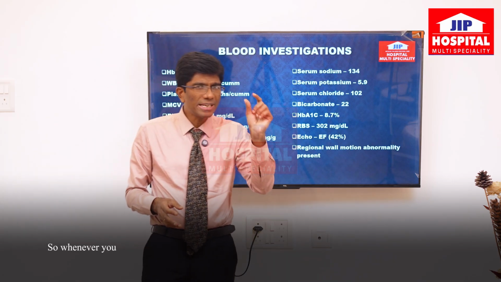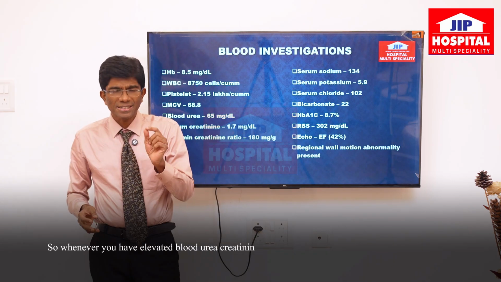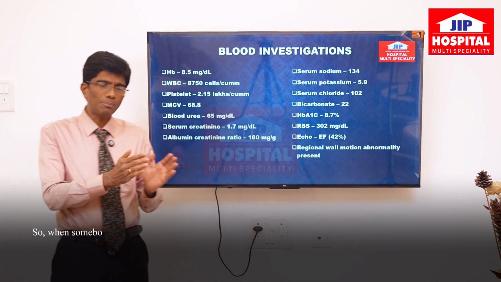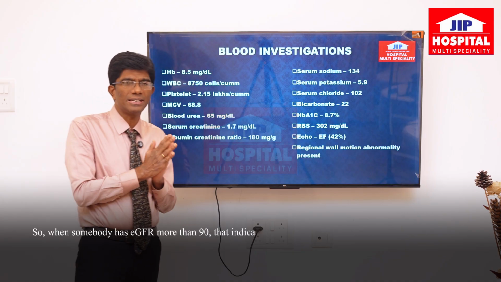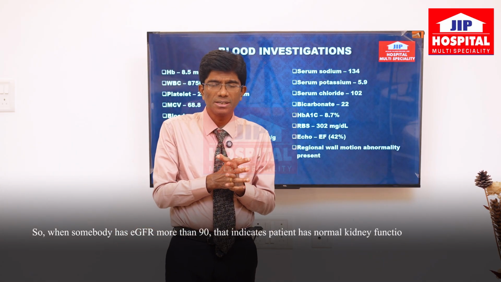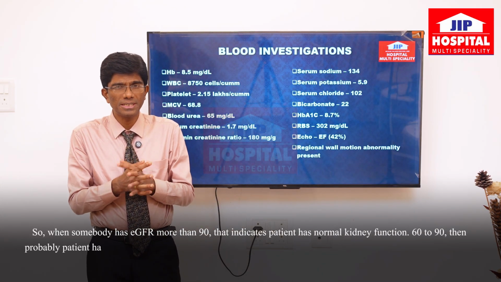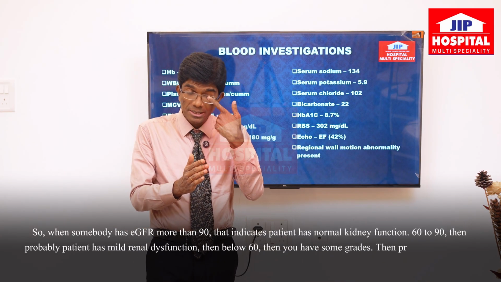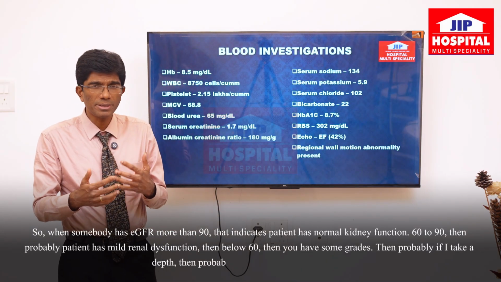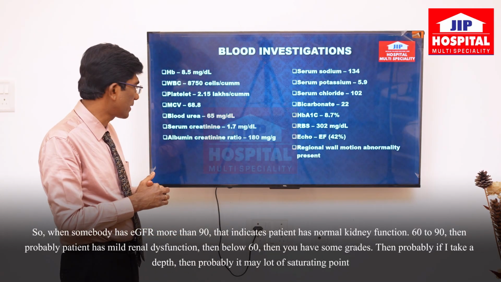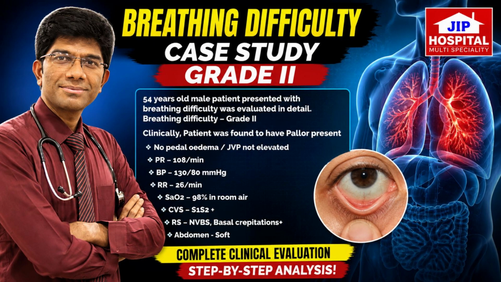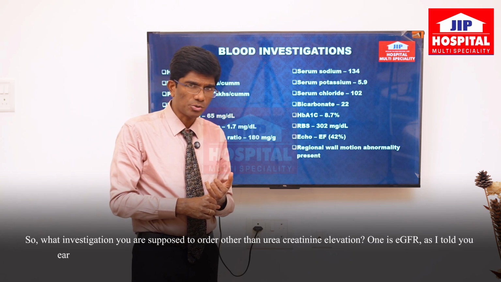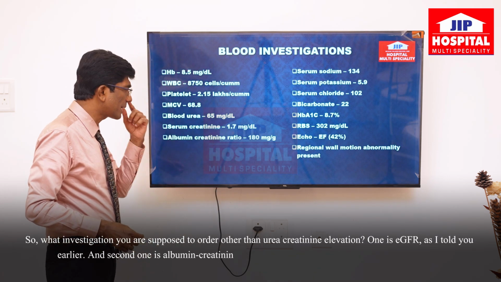So whenever you have elevated blood urea and creatinine, to assess kidney function precisely, order eGFR. When somebody has eGFR more than 90, that indicates the patient has normal kidney function. 60 to 90, then probably the patient has mild renal dysfunction. Then below 60, you have some grades. So what investigations are you supposed to order other than urea creatinine elevation? One is eGFR, as I told you earlier, and second one is albumin creatinine ratio.